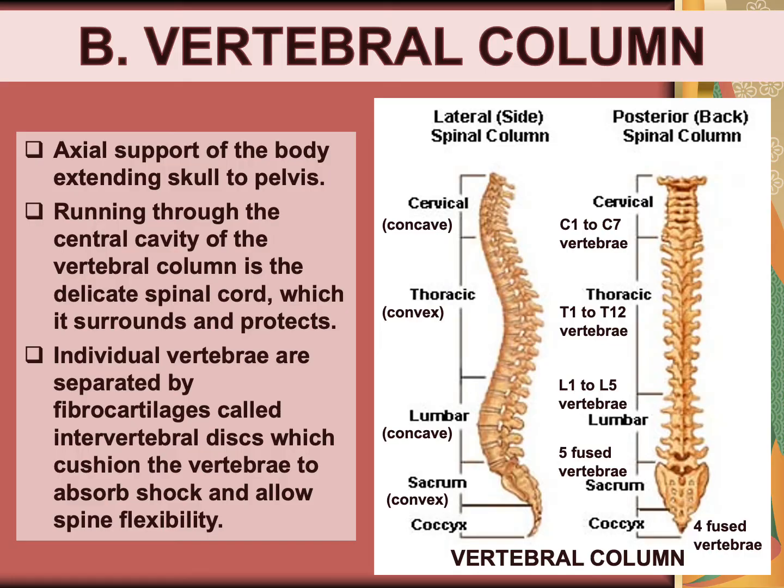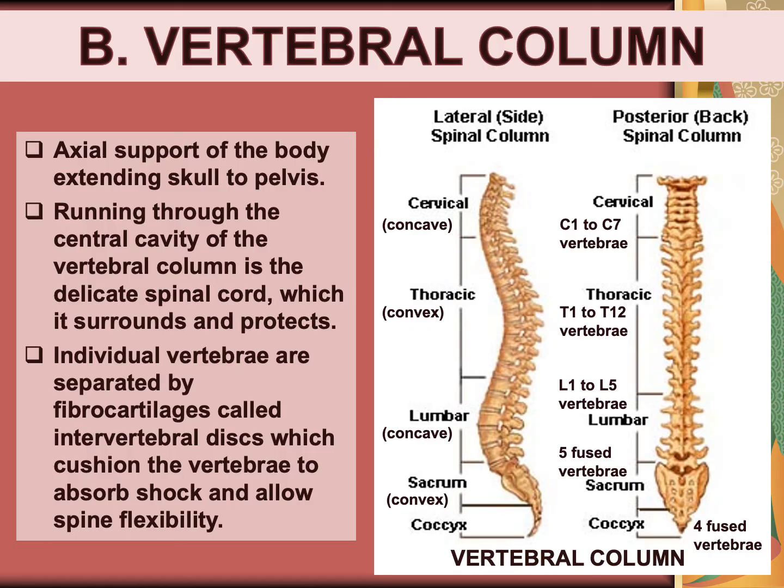The thoracic is convex, T1 to T12. Lumbar is concave again, L1 to L5. Sacrum is convex. It is one vertebra na nag-fuse from 5. And coccyx, 4 fuse as 1.